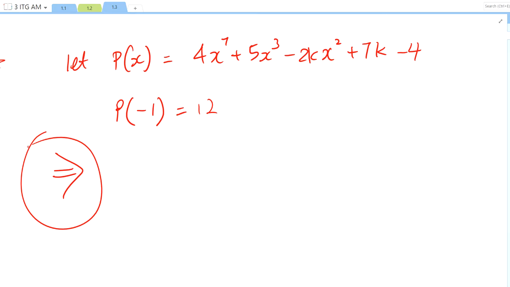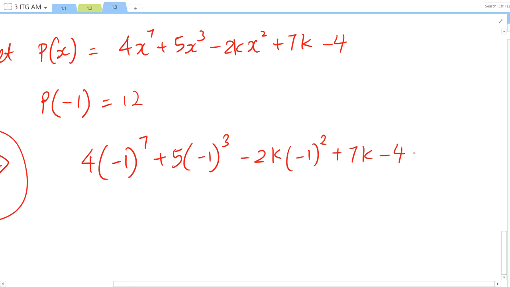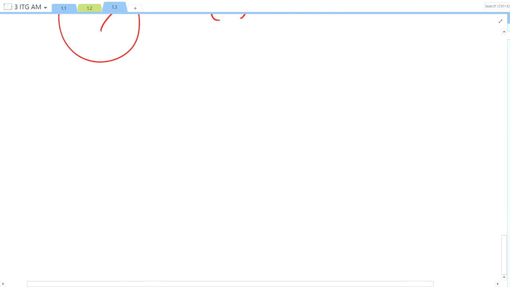Okay? So there is a meaning to this symbol over here. Therefore, 4(-1)^7 + 5(-1)^3 - 2k(-1)^2 + 7k - 4. That k is an unknown over there. What is this supposed to be equal to? 12. Can solve? I'm sure you can do it. There's only one unknown. Solve for k. So now, practice now 9.